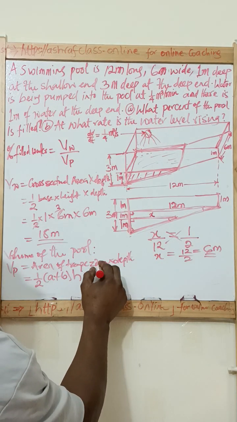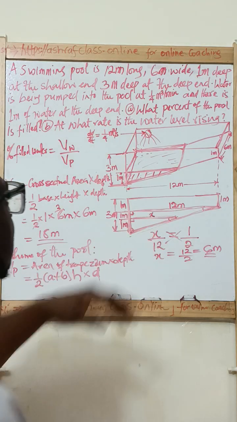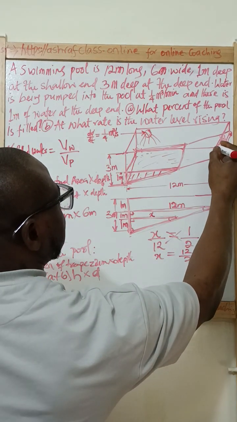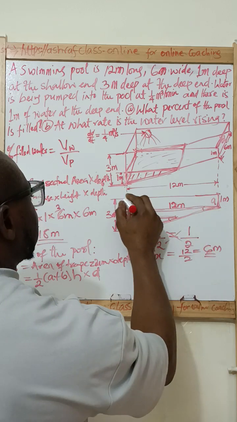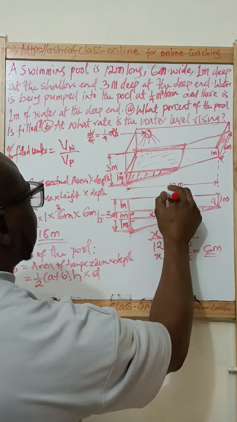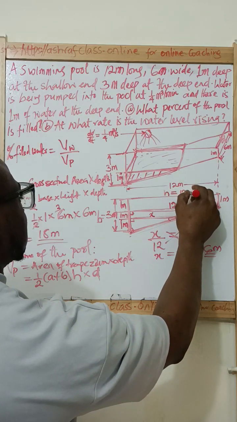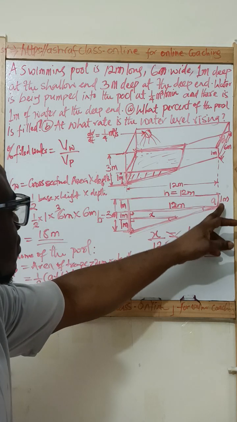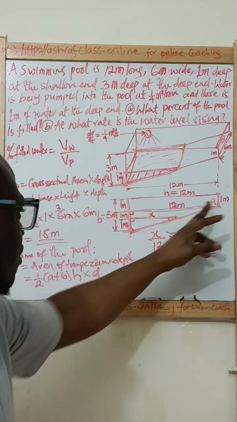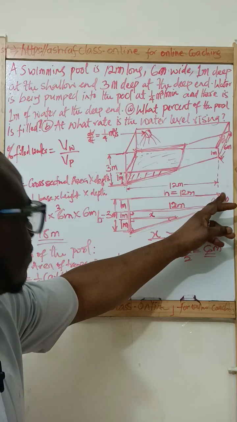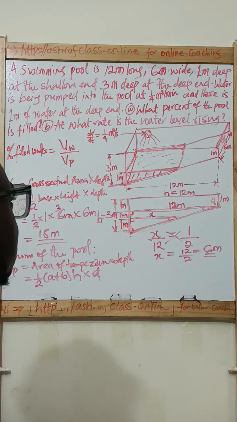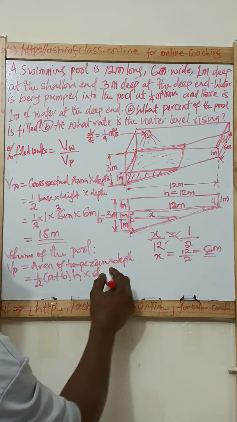Let's call the depth d, and let's call this side a. From here to here is b. Then the height h, let's call this one 12 meter. That is a plus b, the two parallel sides of a trapezium. A plus b times the height will give us the area of the trapezium, then times the depth. The depth is 6 meter, and that will give us the volume.